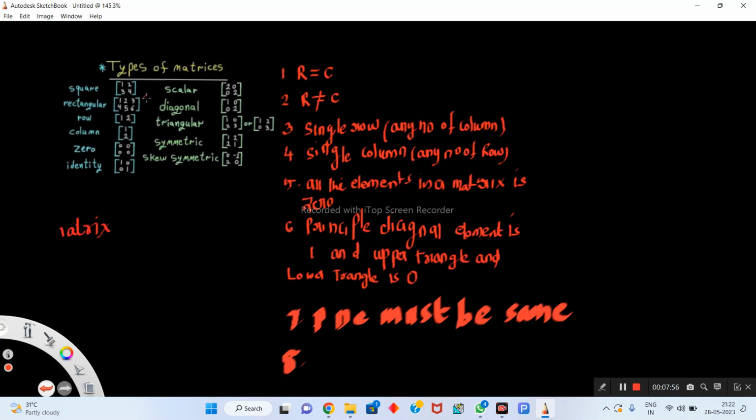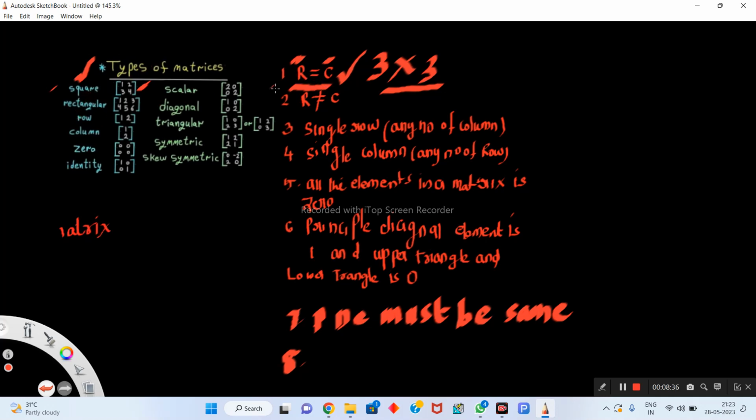Now let us see different types of matrix. Here the first matrix is a square matrix. How do we define a square matrix? If the number of rows and number of columns are the same, if R is equal to C, then we say that the given matrix is a square matrix. Like here it is given a 2 by 2 matrix, this is a square matrix. If the order of the matrix is 3 by 3, then this is also a square matrix. If the order is 4 by 4, that is also a square matrix. So a simple definition for a square matrix is, if the number of rows and number of columns are equal, it is known as a square matrix.